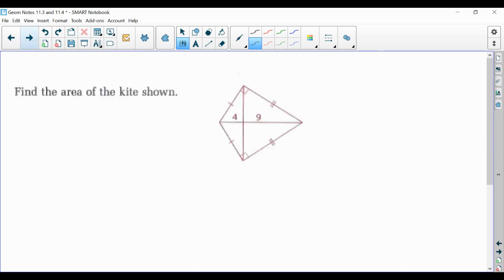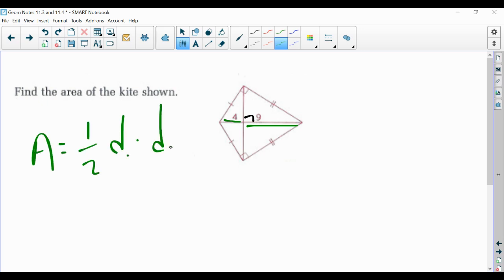Now, let's use it. Find the area of the kite shown. Okay, just keep in mind that the diagonals of a kite are perpendicular to each other. So I get a right angle there. We're told that this is 4 and this is 9. So my area is going to be 1/2 times D1 times D2. And we already know D1. D1 is 13. So we have to find out what D2 is. And I'm going to find out what this segment is that I highlighted and then double it.